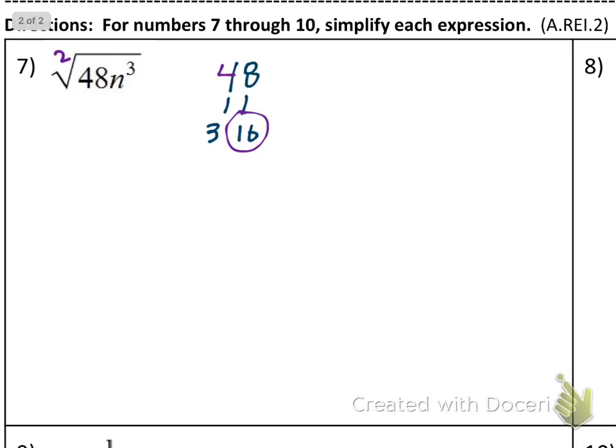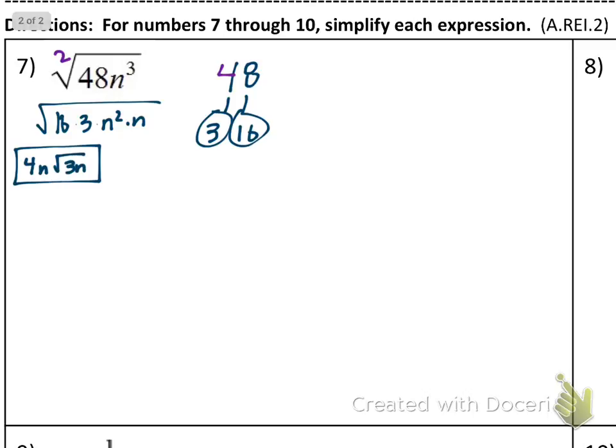So I know that 16 is a perfect square. So I'm going to take that 16 and the 3 and rewrite it here. So 48 is like saying 16 times 3. N cubed I could say is like n squared times n. And then I'm going to just work this out now. Square root of 16 is 4. Square root of n squared is n. And then the 3 and the n, we can't do anything, so we're going to bring that down. We have 4 times n is 4n, times the square root of 3n. And that's it. Okay? This one is worth 1 point.